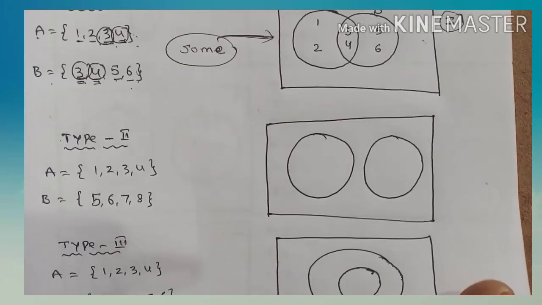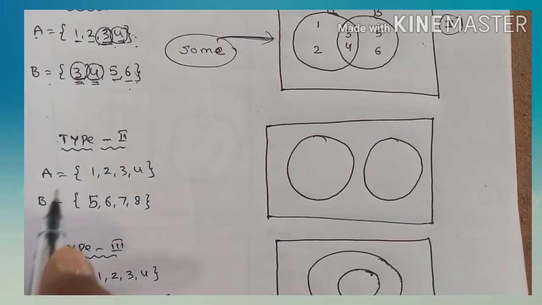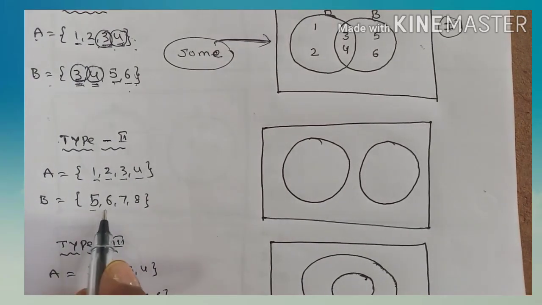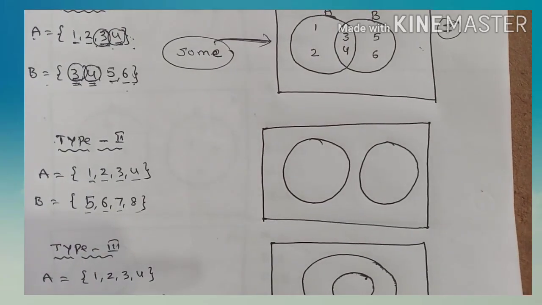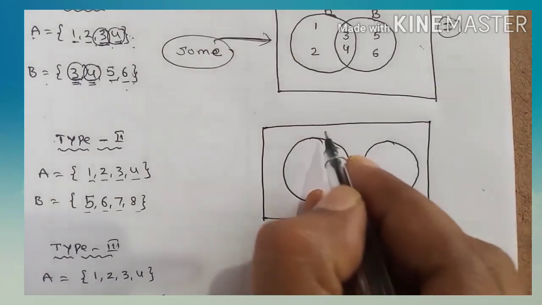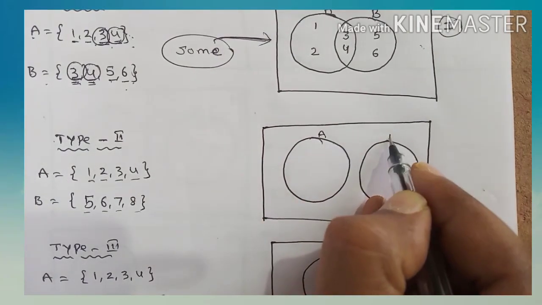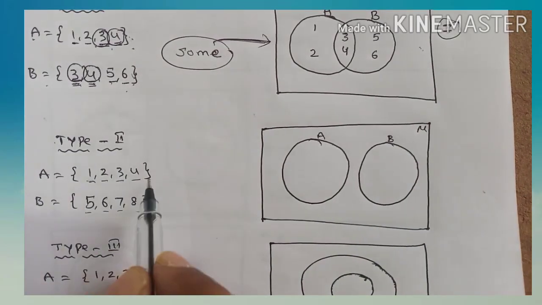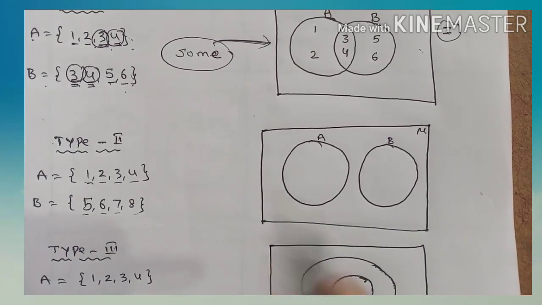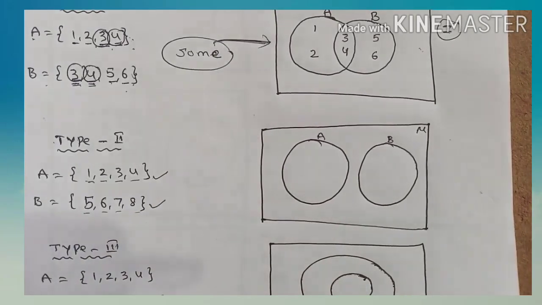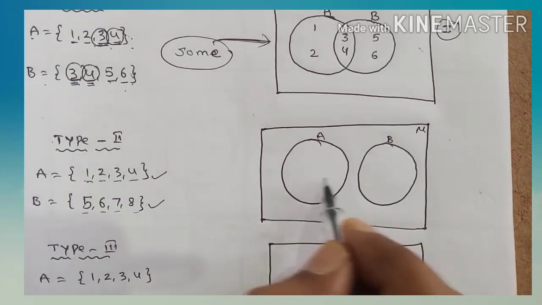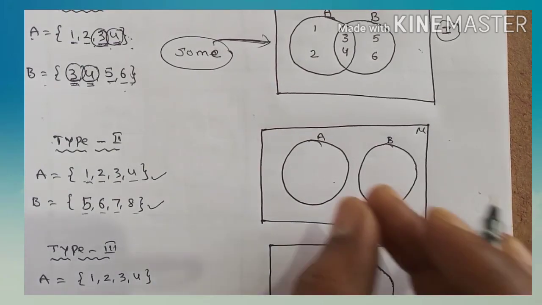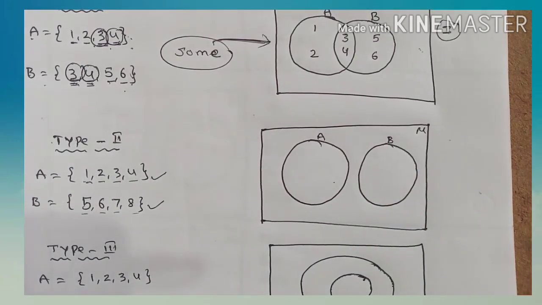And the next one, type 2. Here set A is equal to 1, 2, 3, 4. Set B is equal to 5, 6, 7, 8. Is there any common element between the two sets A and B? This is set A and set B and mu. We can observe there is no common element between the given two sets A and B. In such a case, no common element means they will not join at any place. So you have to draw a disjoint diagram.